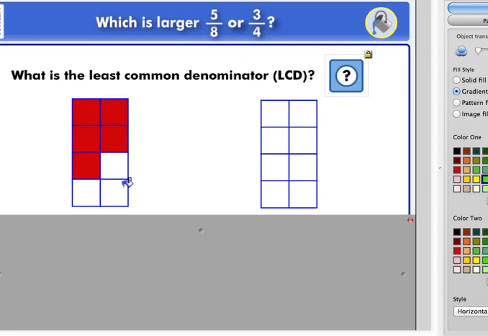Okay, well, if we have our eighths here and 5 are shaded in, 3/4, we need to color in 3 out of every 4 boxes. That's what 3/4 means. How many eighths is 3/4? 6/8. So 6/8 or 3/4 is larger. And what we did here was we used a common denominator. We used the least common denominator for these two numbers, which was 8.